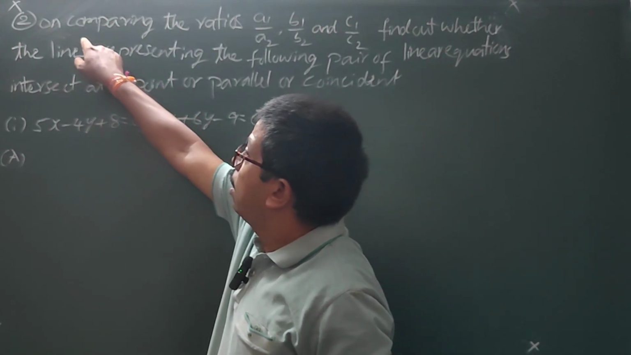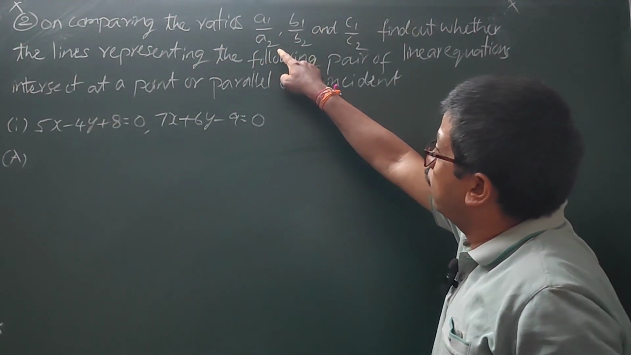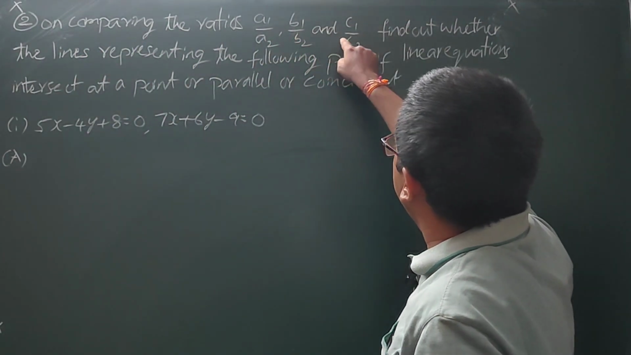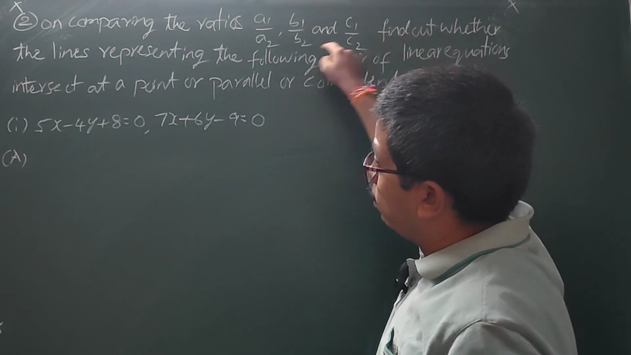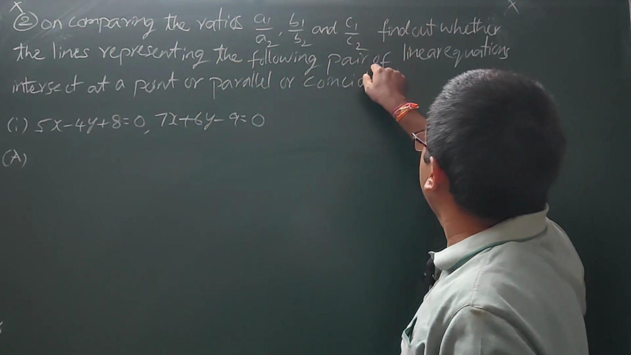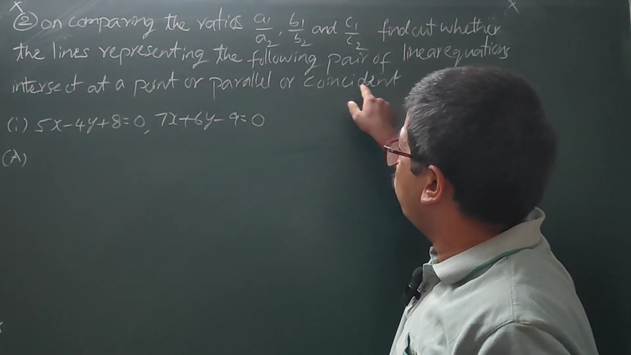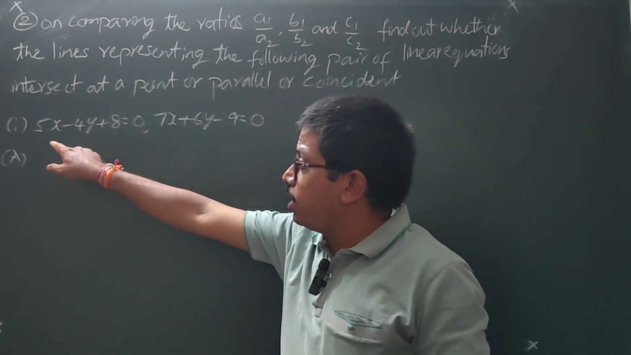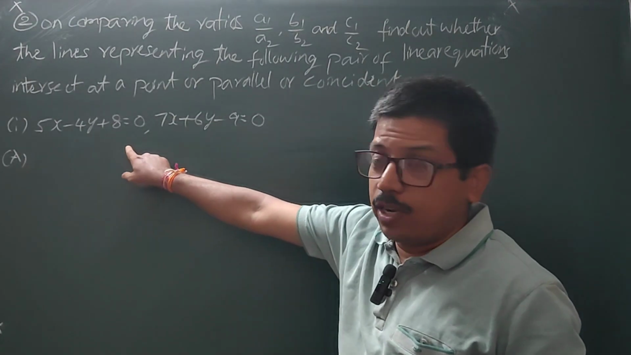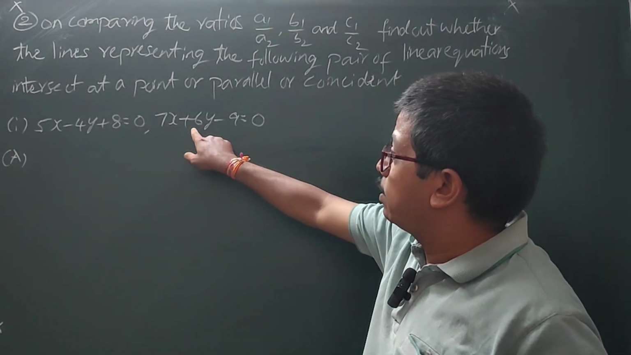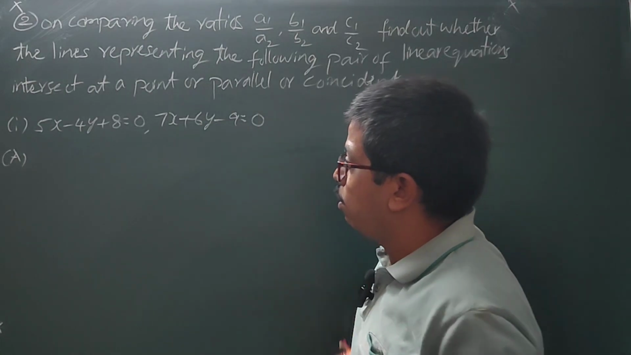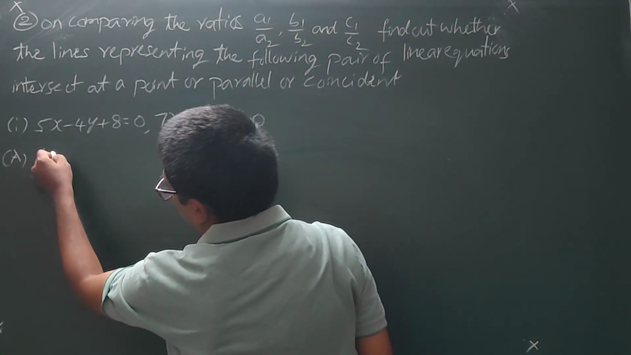Second question. On comparing the ratios a1 by a2, b1 by b2 and c1 by c2, find out whether the lines representing the following pairs of linear equations intersect at a point, or are parallel, or coincident. The first one is 5x minus 4y plus 8 equal to 0, 7x plus 6y minus 9 equal to 0. So let's go for the solution.